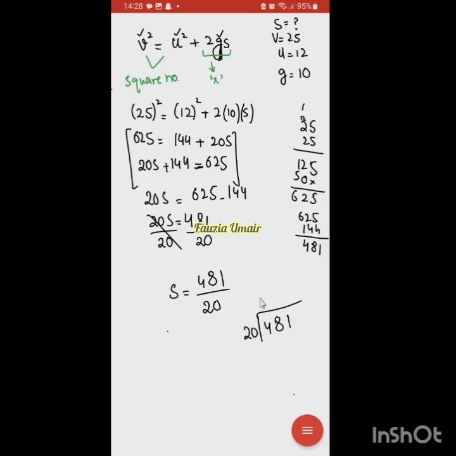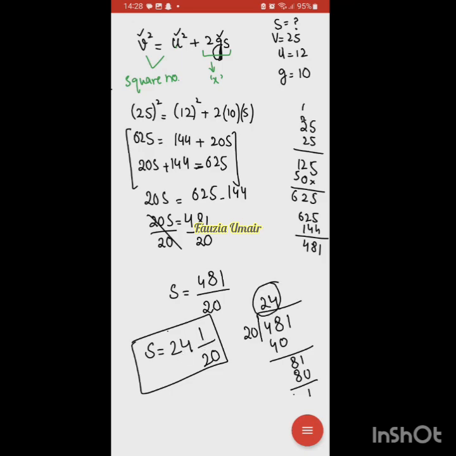So 20 into 2 is 40. 81 है. The 24s are 80. And 1 is the remainder. So how we are going to write it down? 24 wholes 1 by 20. ठीक है. So the denominator remains same. The remainder becomes the new numerator, और ये जो quotient होता है ना, this is your whole answer. ठीक है? So is this question clear? Yes, ma'am. All right, that's great.